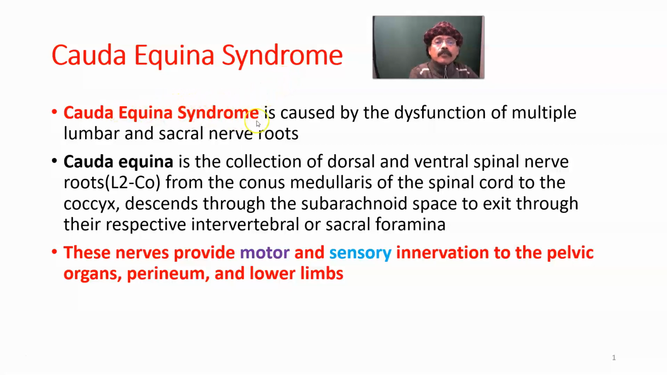Cauda equina syndrome is caused by the dysfunction of multiple lumbar and sacral nerve roots.